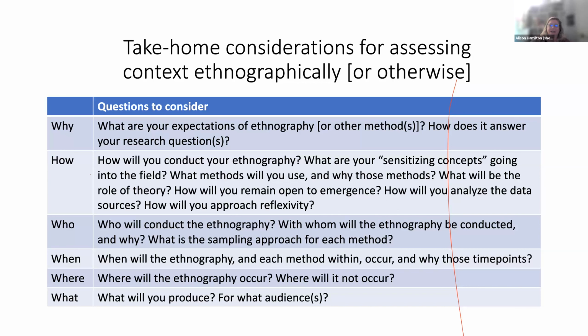Of course, hand in hand with thinking about your methods is thinking about analysis and what are you going to do to analyze the data, what steps will you take? Nicole talked about rapid analysis. There are lots of different analytic techniques we can use, with one of the critical pieces of an ethnographic lens being reflexivity.